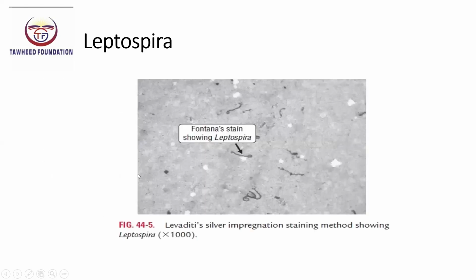This is the image of Leptospira shown using Fontana stain at 1000x, as you can see here.